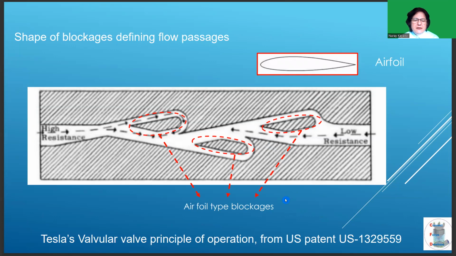If you are familiar with the airfoil, you might think of this blockage as an airfoil type blockage. You can give different shapes, but here one part is a triangle, the other is a thick airfoil. You might see the similarity. So this might give you an idea about how to change these flow blockages so that you can get different versions of Tesla valve.